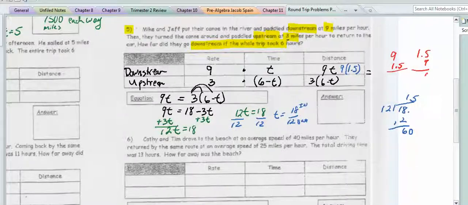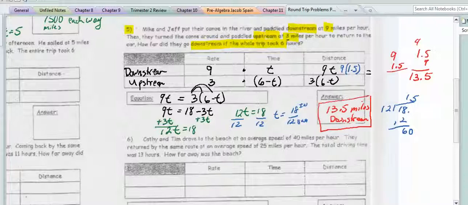There's 45. Carry the 4. There's 13. And I move my decimal in one place. So it was 13 and a half miles downstream. Okay, just make sure that you know what your question asks, and so your final answer can be the correct answer. Okay, so that was our round trip problems.